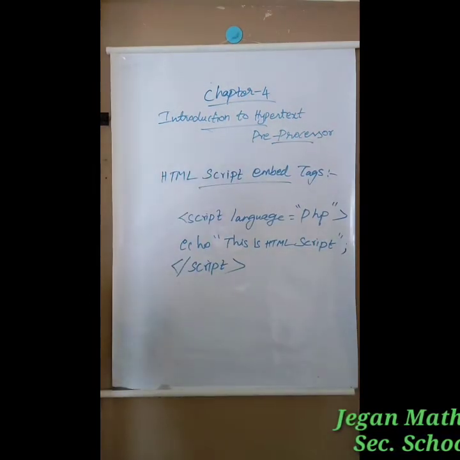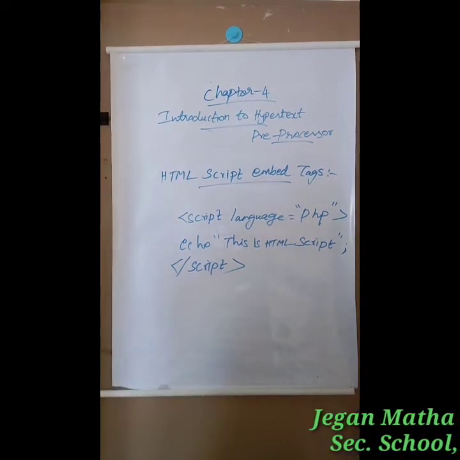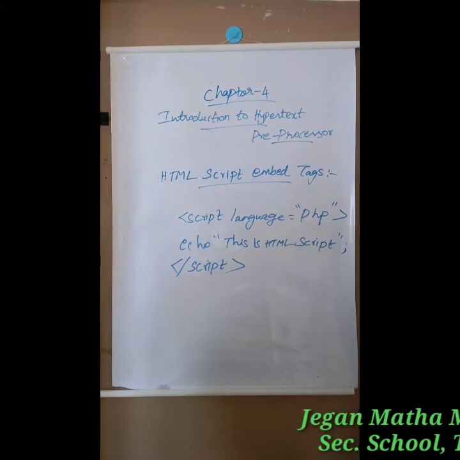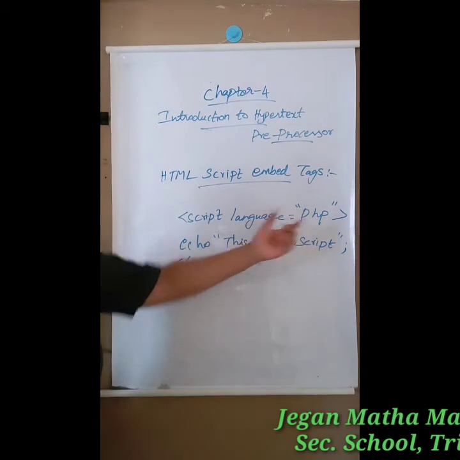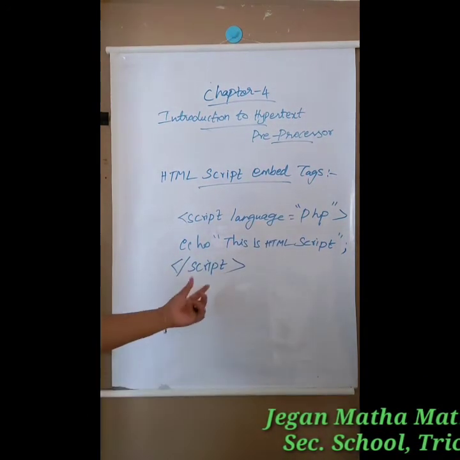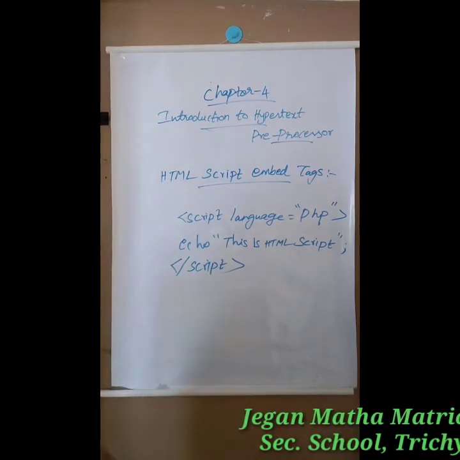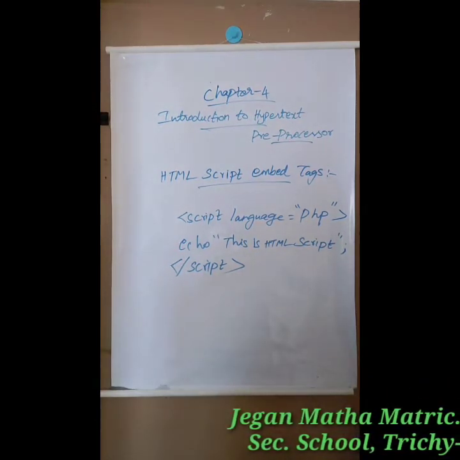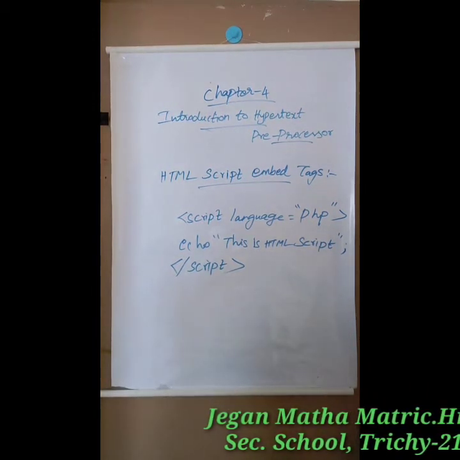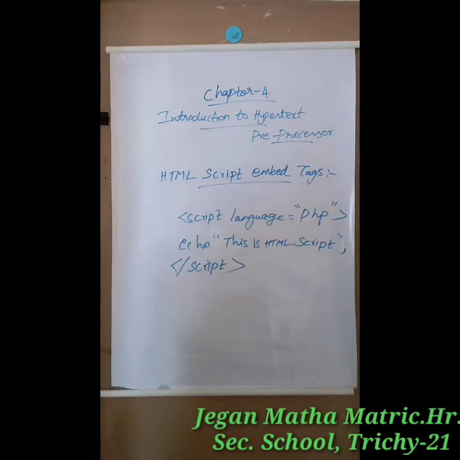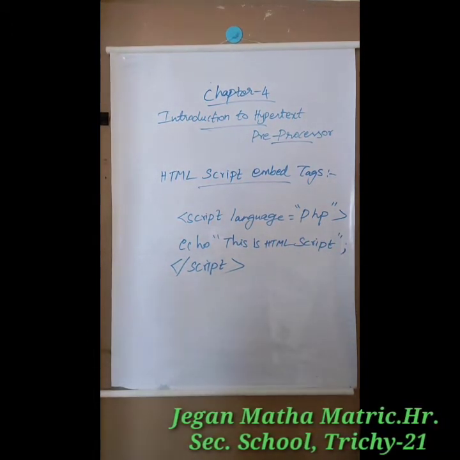The next one is HTML script embed tags. Here embed means join. So HTML script embed tags look like the HTML script tag. This is the syntax: script language PHP, then we give the statement and end the PHP script. In the above syntax, it is created and saved as a file with the extension .php. So this PHP file is ready to execute from the web server and generate a response to the client machine.